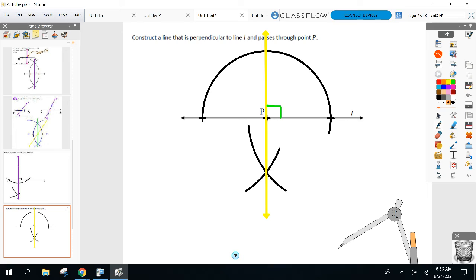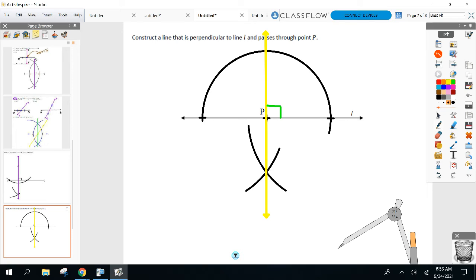Okay, real quickly, why did I need you to open up your compass after that first arc? Here's why. If you kept the same opening for all 3 arcs, these 2 here would have intersected right on P. You could have put your straight edge on P, but then where else? That's why I needed you to open it up a little more after the first arc, because that wouldn't have helped me.